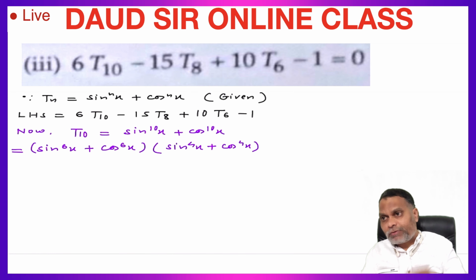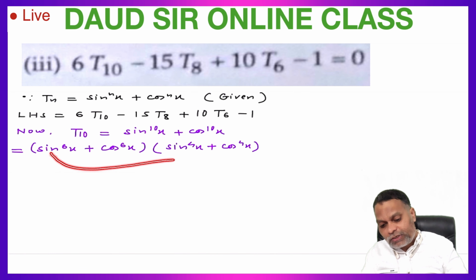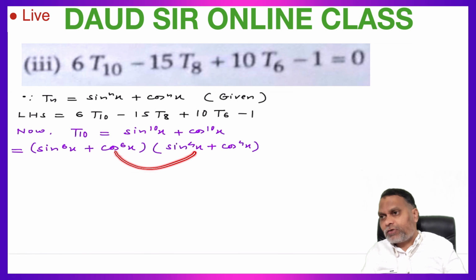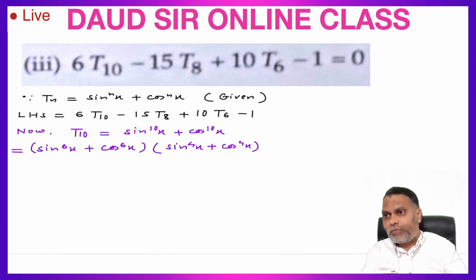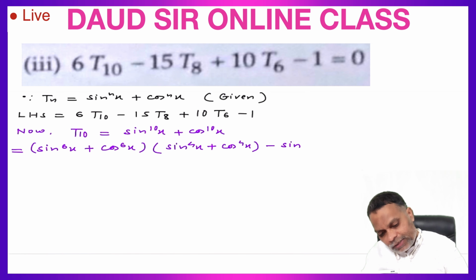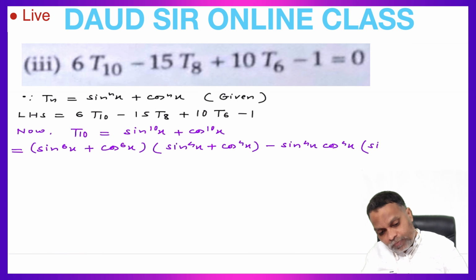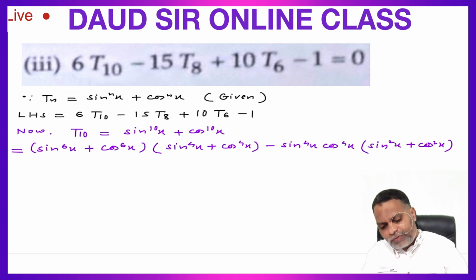But two more terms will come when we multiply this sin raised to 6x to cos raised to 4, then sin raised to the power 6 cos raised to the power 4 and cos raised to the power 6 into sin raised to the power 4. These two more terms will come, so we have to subtract these terms. So for this we can write sin raised to the power 4x into cos raised to the power 4x into sin square x plus cos square x. When we simplify this, then totally we will get sin raised to the power 10 and cos raised to the power 10. Look at how.